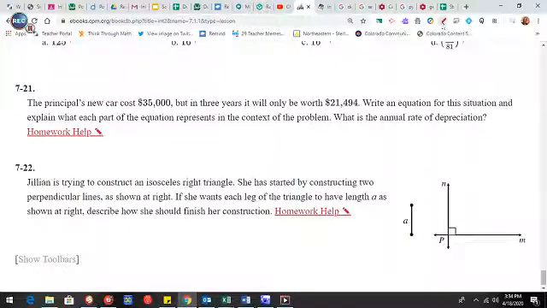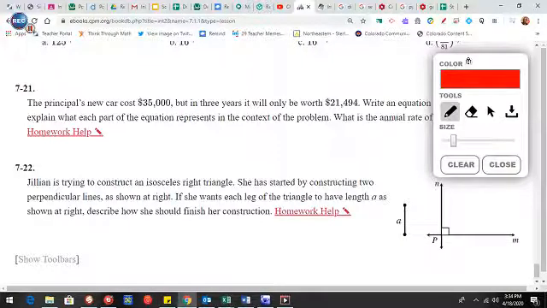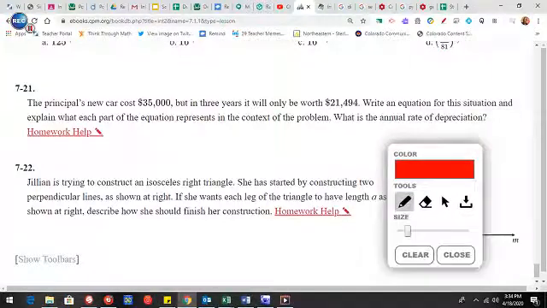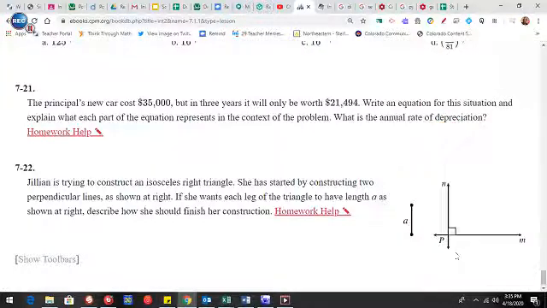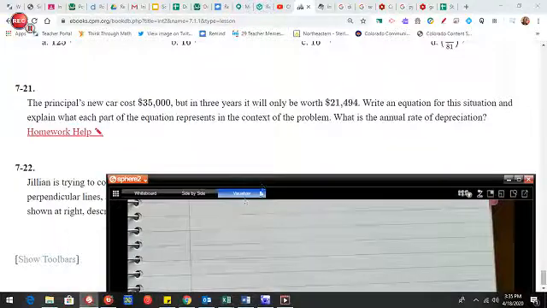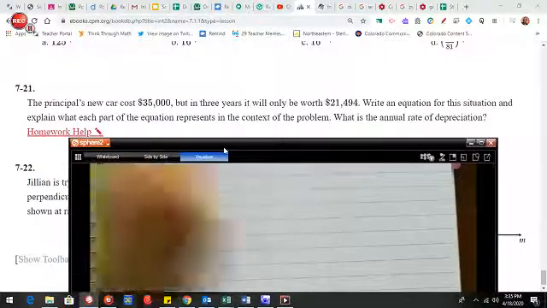So when you see something like this, you may not be sure, is this a linear equation? Is it exponential? But when you see something like this, depreciation, that means it's decreasing by a percentage. It's not decreasing by the same amount each year. It is decreasing by a percentage of the value of that year. So let's set this up. We know it's going to be exponential.